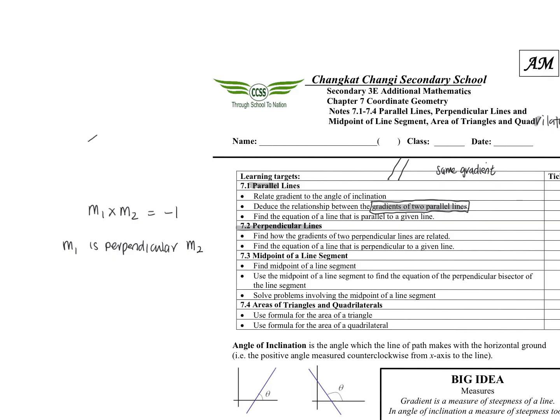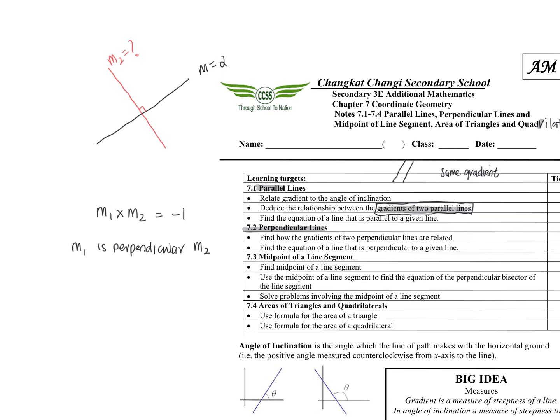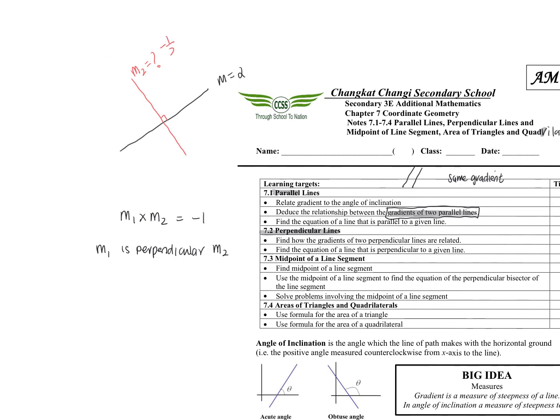Which means, let's say I say this line has gradient 2, and I have another line that is perpendicular to it. What is the gradient of this line? The two of them must multiply to give me -1 if they are perpendicular. So it's just -1/2. So what they are telling you is, if you have perpendicular lines, the product of their gradients must always be -1.